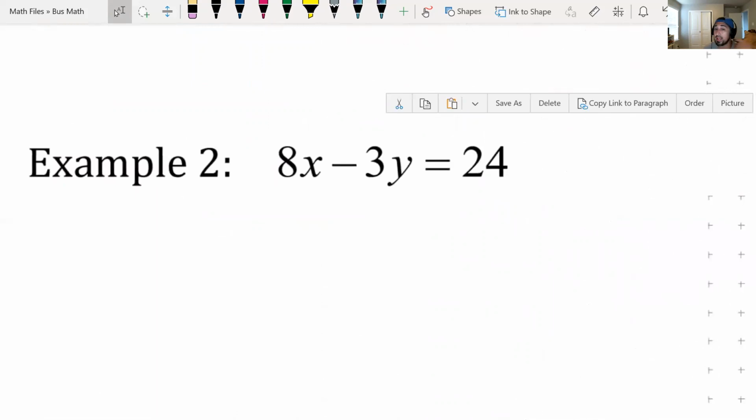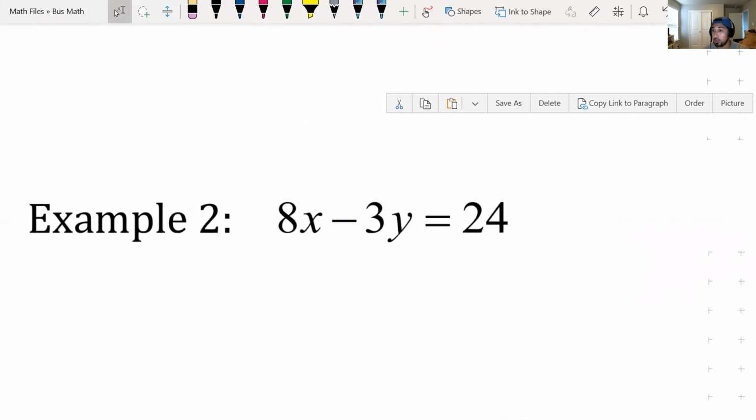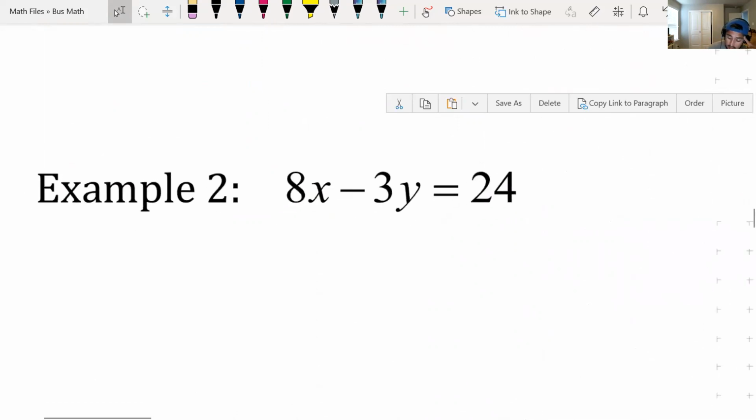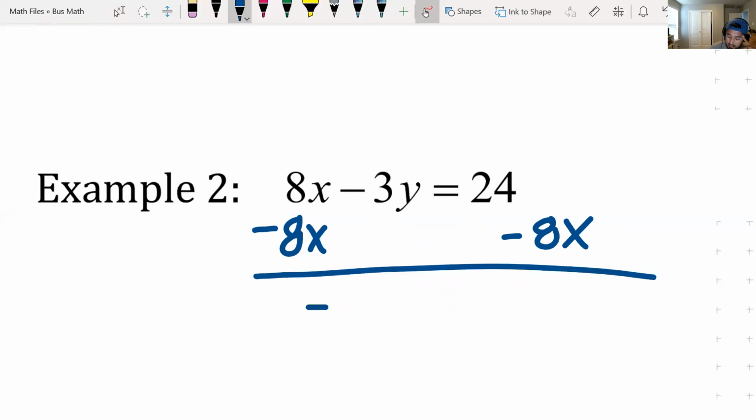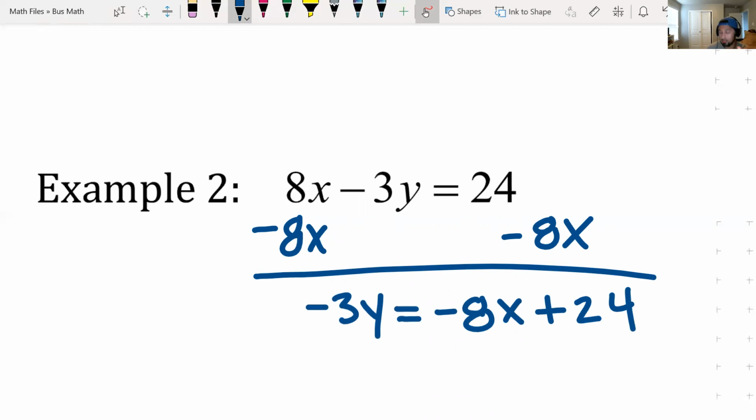Example 2. 8x minus 3y equal to 24. So we must put this into slope-intercept form. So that means we're going to have to solve for y. So in order to solve for y, I'll take 8x and subtract it to the right side. So minus 8x, minus 8x, and we get negative 3y equal to negative 8x plus 24.